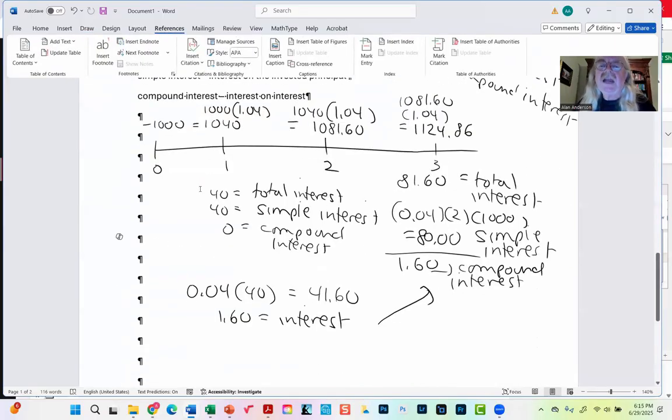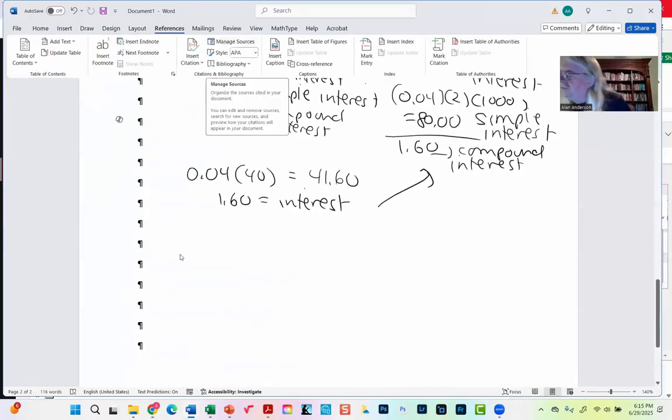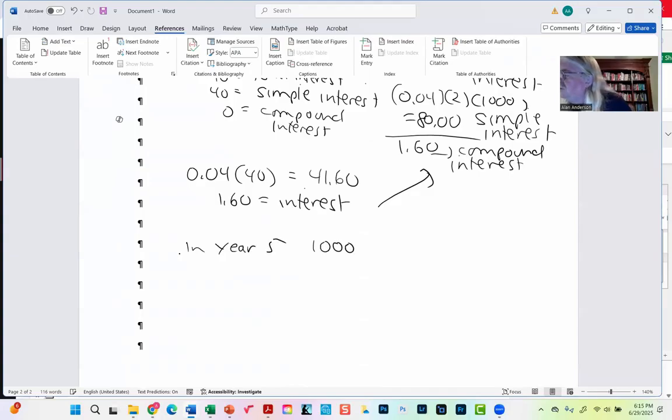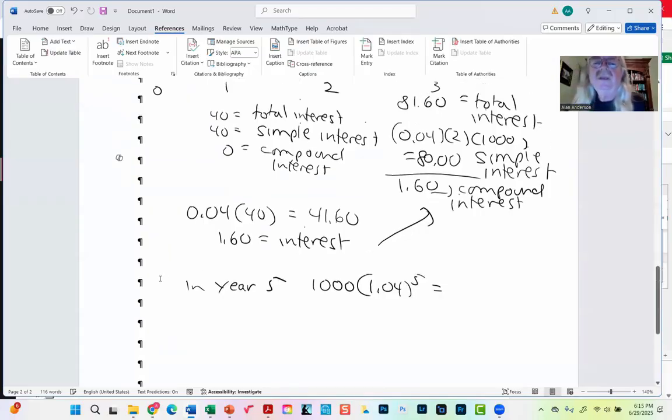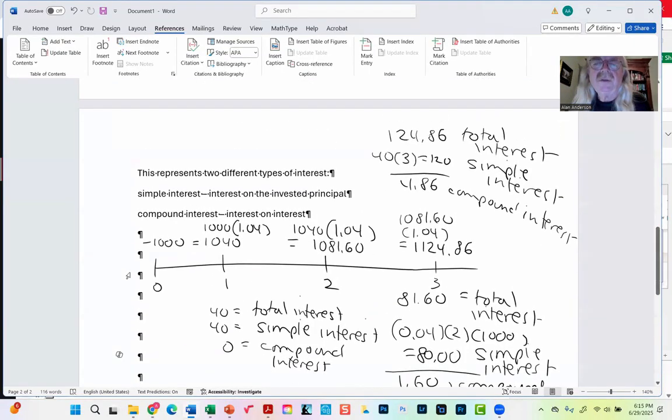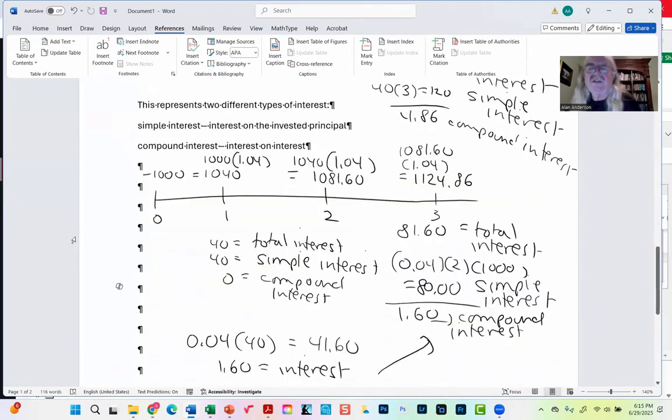So let's just carry on. Let's go all the way out to year 5. We have 1,000, as we just saw, brings us to 1216.65.